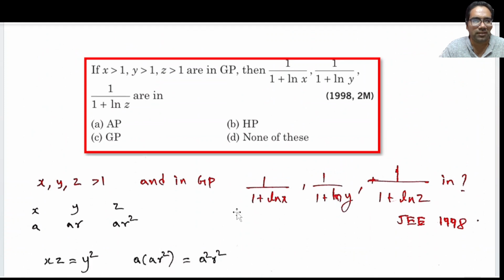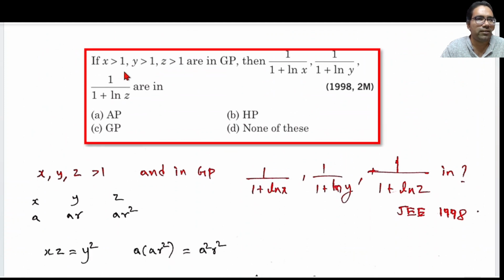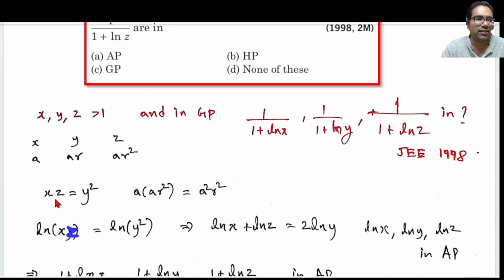Very simple problem. Just that we need to find that x, y, z are in geometric progression, find a relation between x, y, z and apply logarithms. Right, guys? Thank you.